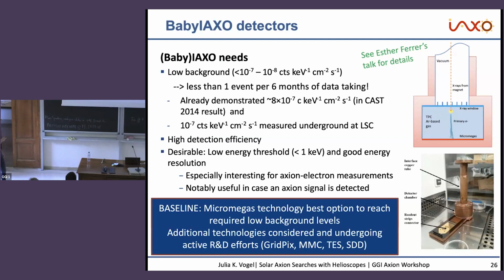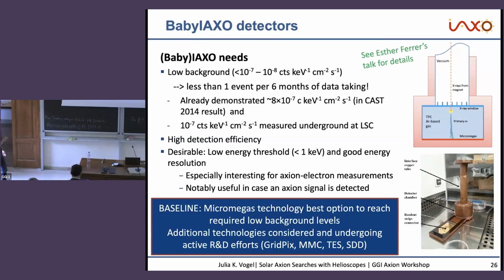We've already demonstrated levels of 8 times 10^-7 in these units with the CAST results. And in an underground laboratory, the Canfranc underground laboratory, we got down to values of 10^-7. So we're on a good way, further pushing that with current prototypes that are operating in different locations: Saclay, Zaragoza, and the Canfranc underground laboratory. What we're using is this Micromegas-type detector that I mentioned before. You have a micromesh structure down here that serves as the amplification region for your signal.